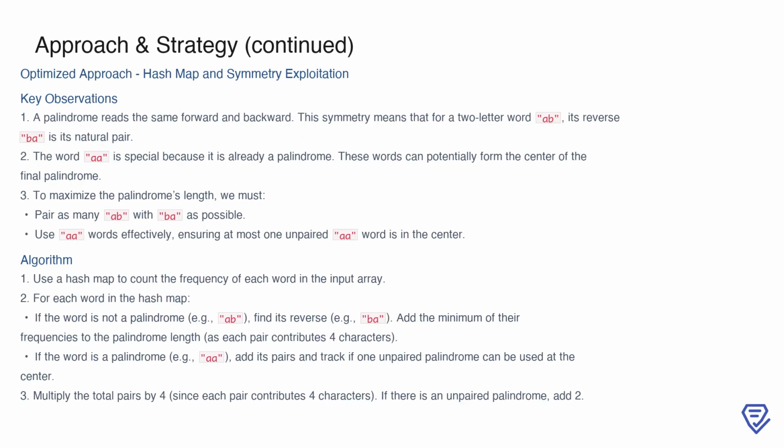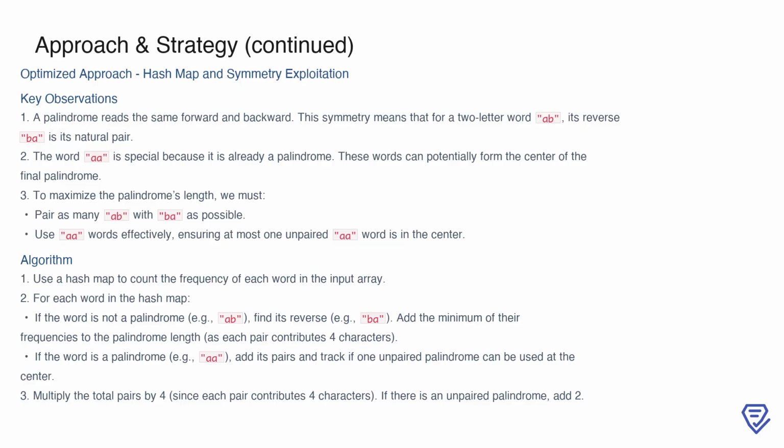To address the inefficiency of the brute force approach, we can employ an optimized strategy that leverages a hash map and the symmetry inherent in palindromes. First, recall that a palindrome reads the same forwards and backwards. This symmetry creates natural pairings. For a word like AB, its reverse BA forms a complementary pair. Additionally, some words, like AA, are already palindromes and can play a unique role by potentially forming the center of the final palindrome. To maximize the palindrome's length, we need to pair words like AB with BA as much as possible, while carefully managing the AA words to ensure only one unpaired AA is used at the center.